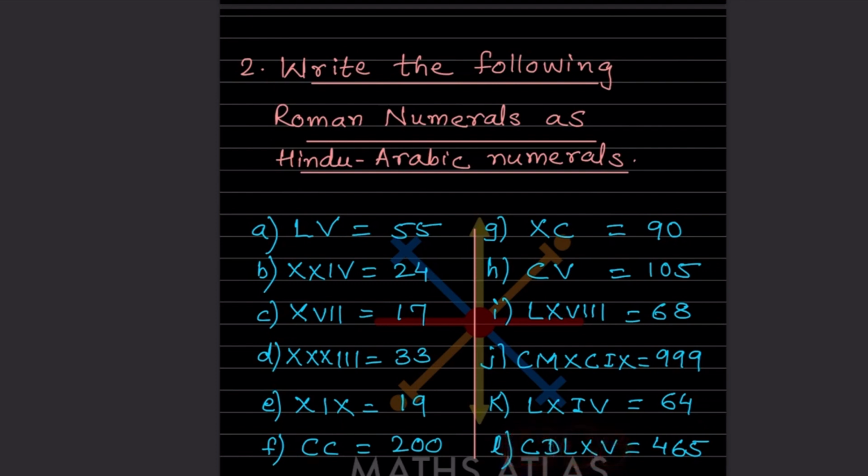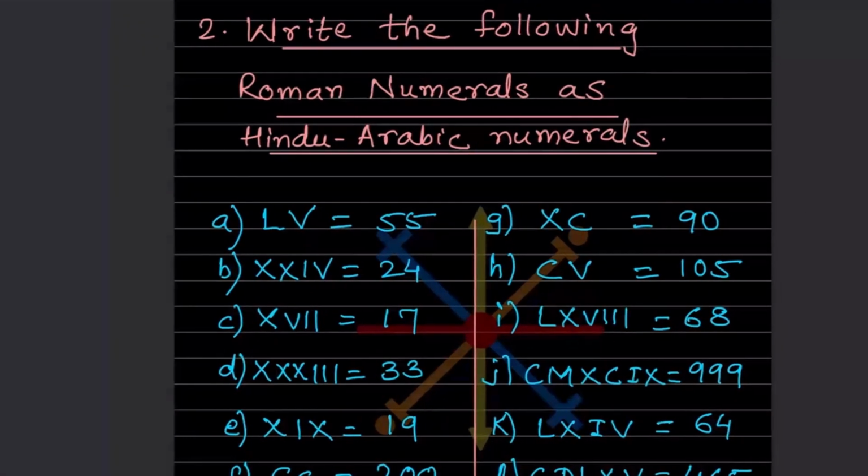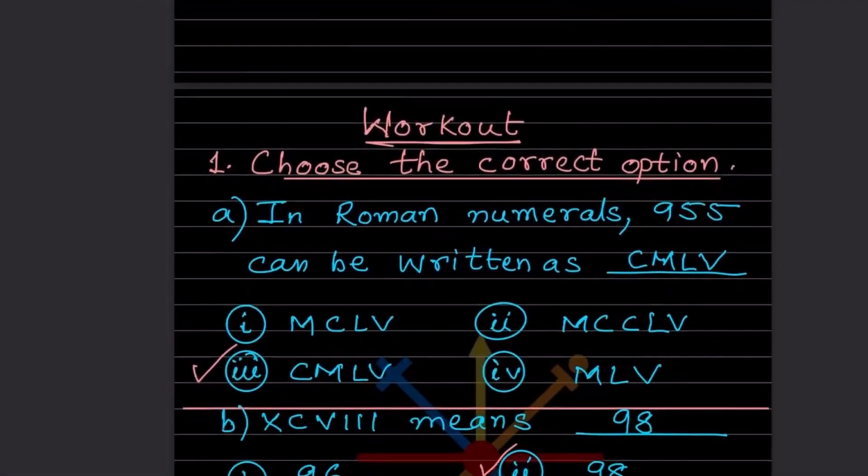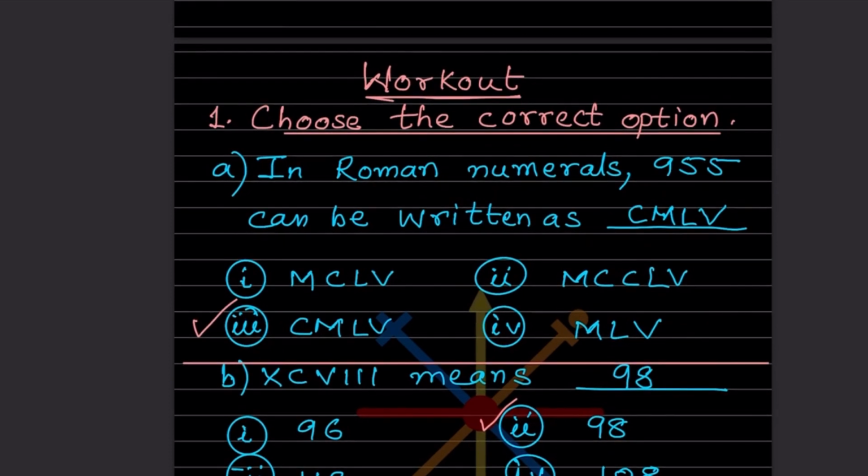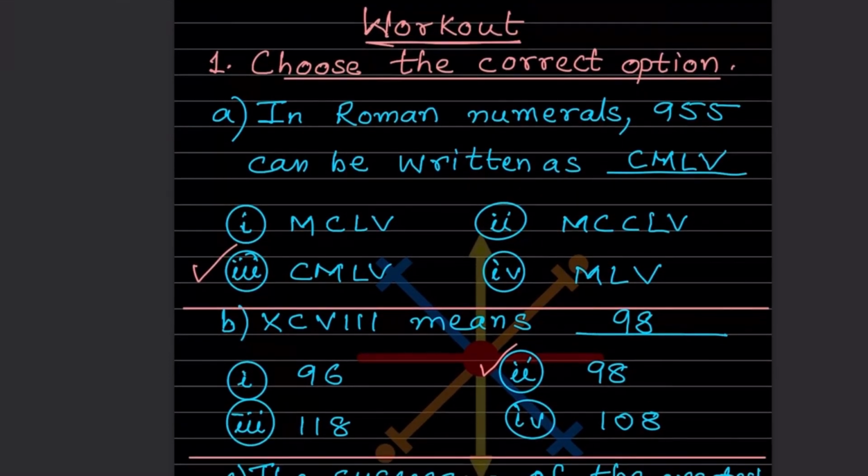465. Hope you got this one. Okay, so all of it is based on the table. If you are thorough with the table, you can do it easily. Now this was actually the small exercise. So now we will just do the workout of the first part.